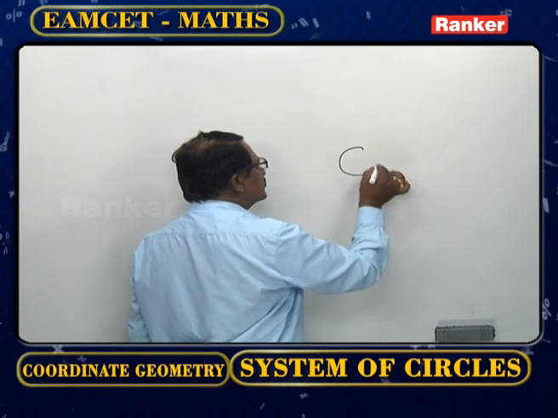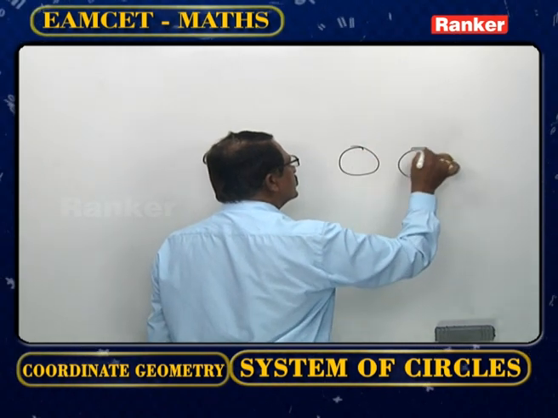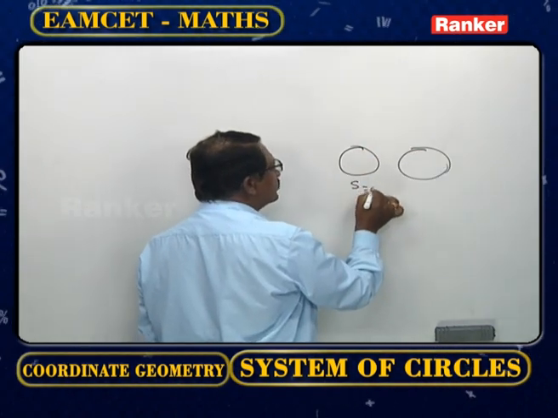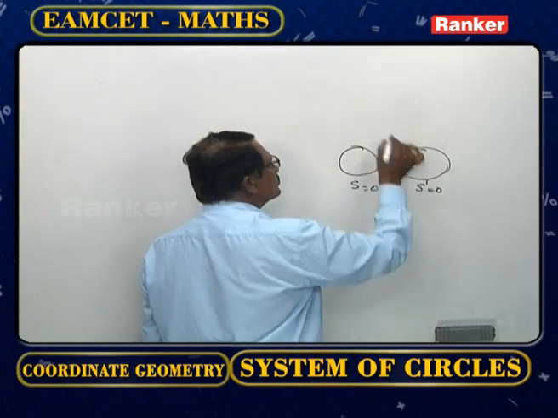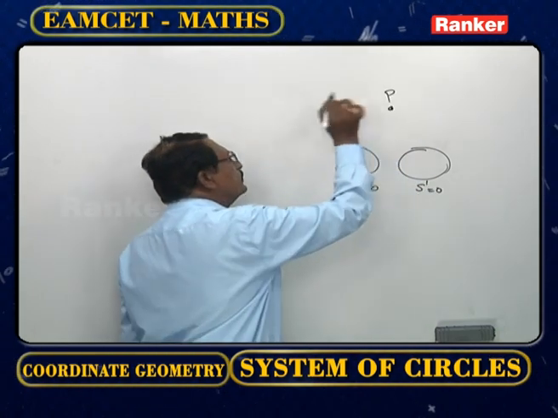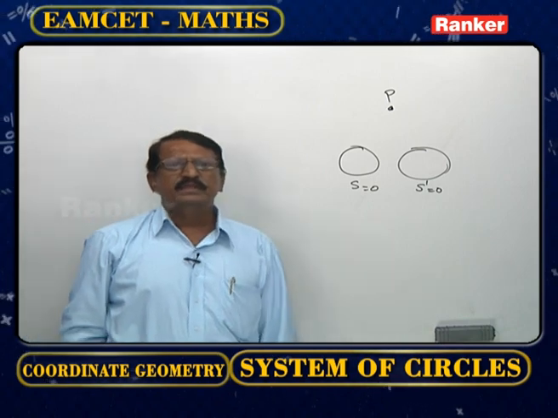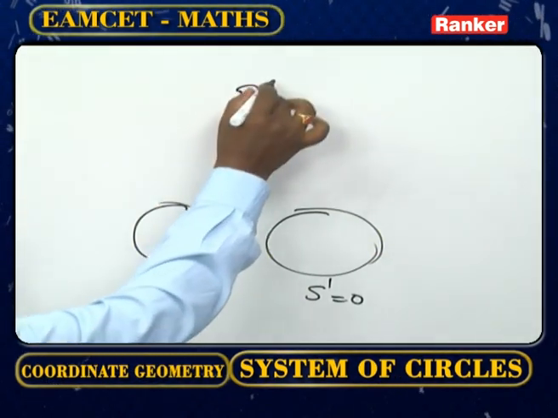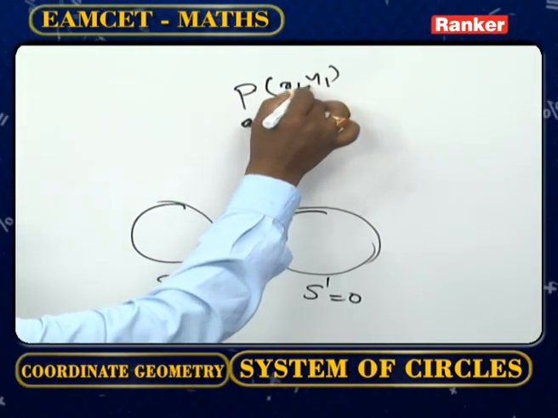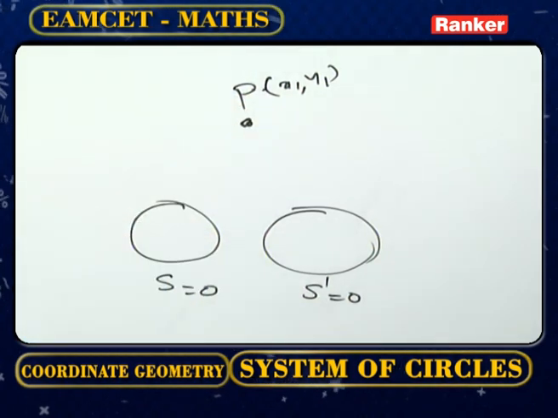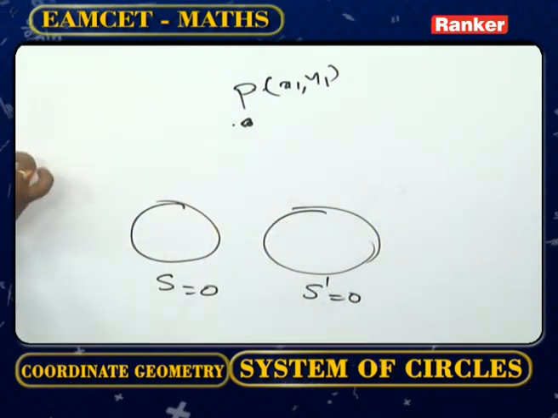Suppose two circles, one circle S equals 0, second circle S dash equals 0, and P is any point (x1, y1). Now the power of the point P with respect to the first circle is S11. Similarly, the power of the point P with respect to the second circle is S dash 11.